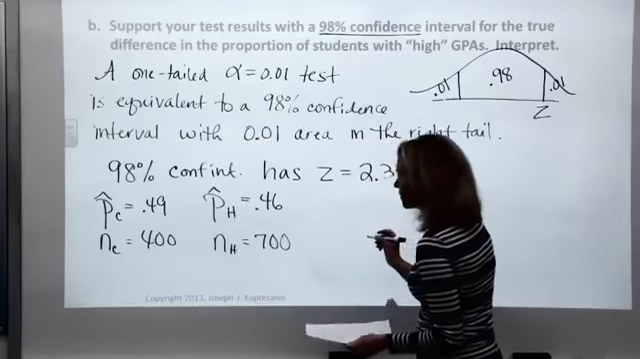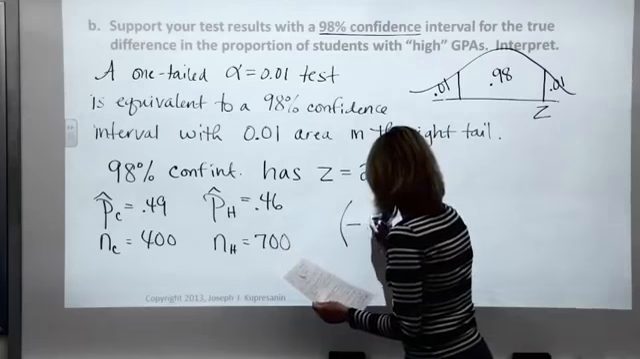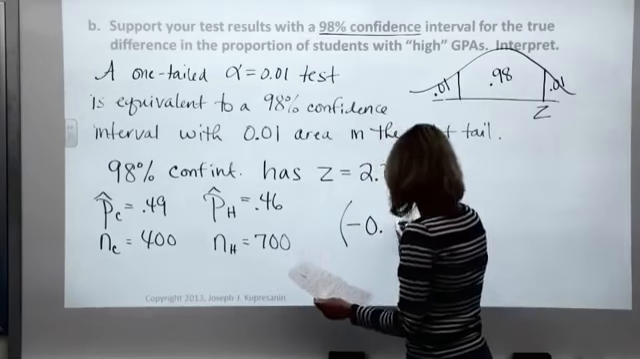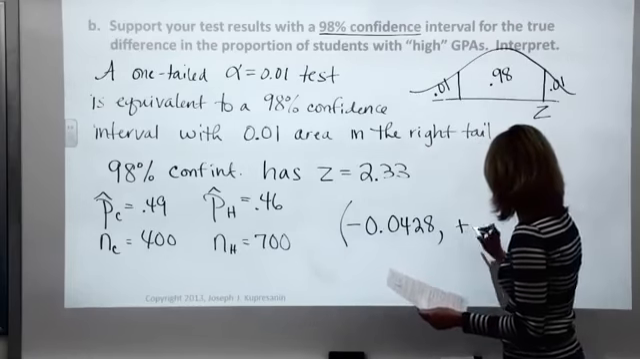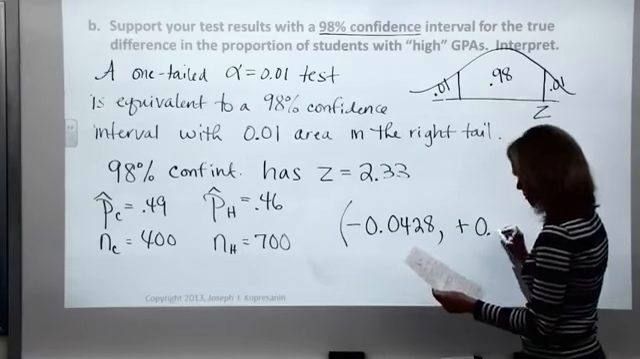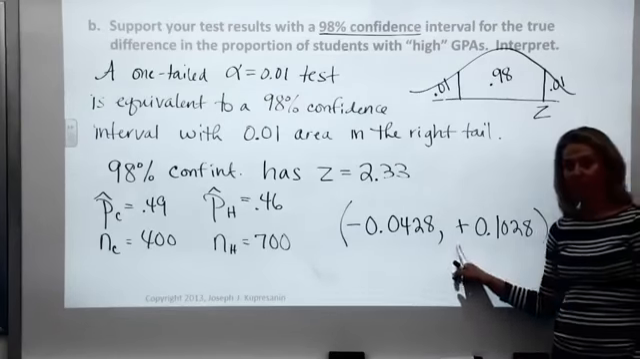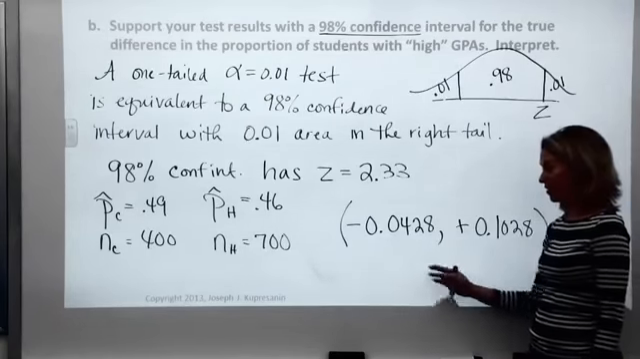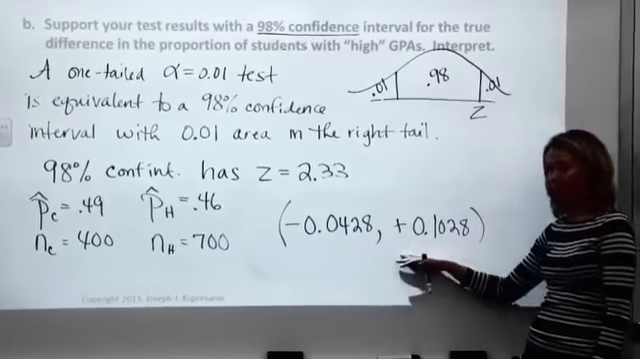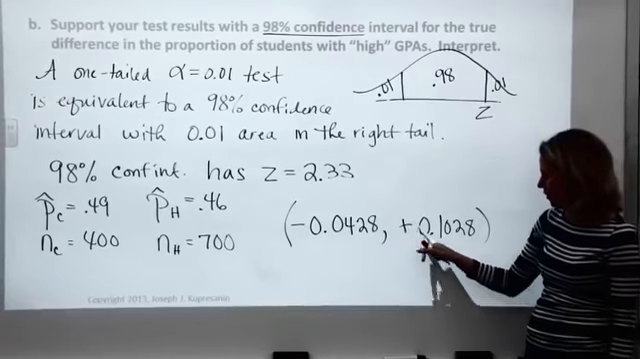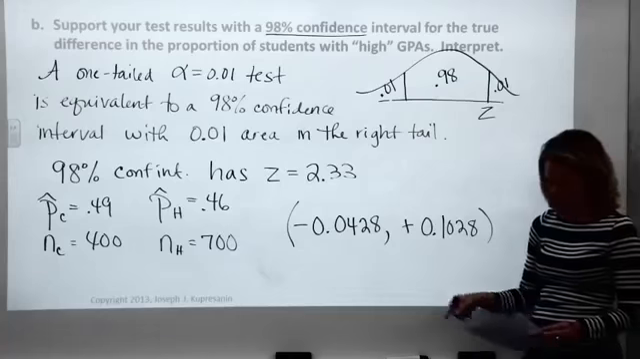All right, so you should have gotten a confidence interval that goes from negative 0.0428 to positive 0.1028. Again, you don't have to write that positive, but this does kind of emphasize that, hey, this interval ranges in values from a negative difference all the way up to a positive difference. So it's good for the first couple here to emphasize that by putting that positive.